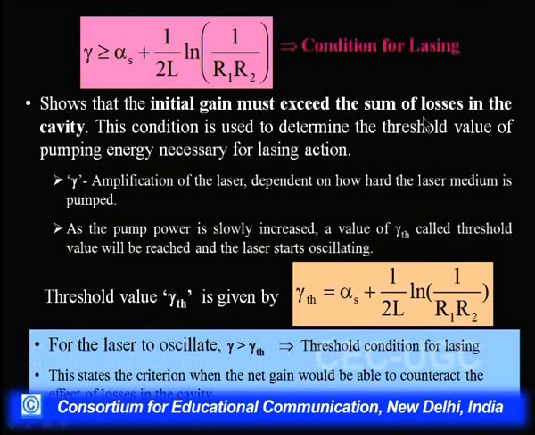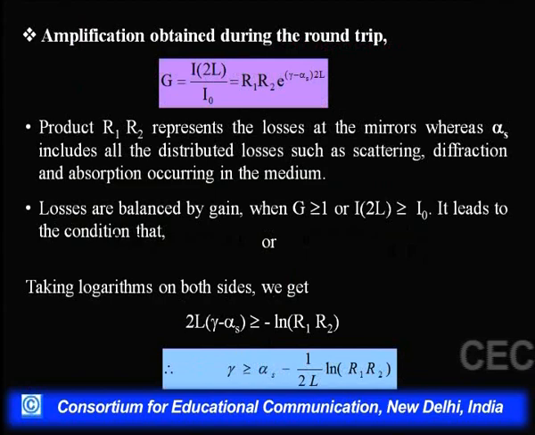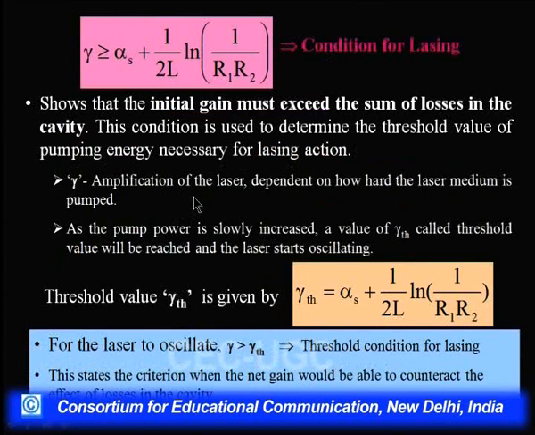This condition is used to determine the threshold value of the pumping energy necessary for the lasing action, and the gamma defines the amplification of the laser, dependent on how hard the laser medium is pumped, because through pumping we achieve the population inversion and the stimulated emission, and amplification is required. The gamma amplification defines the amplification of the laser, and it depends upon the active medium and the pumping, how much we pump the atoms from the lower state to the higher state.